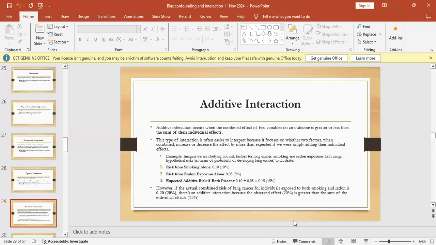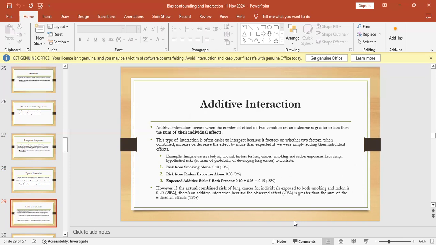Additive interaction occurs when the combined effect of two variables on an outcome is greater or less than the sum of their individual effects. This type of interaction is often easier to interpret because it focuses on whether two factors, when combined, increase or decrease the effect by more than expected if we were simply adding their individual effects. For example, consider we are studying two risk factors for lung cancer, smoking and radon exposure. Let's assign hypothetical risks, in terms of probability of developing lung cancer, to illustrate.